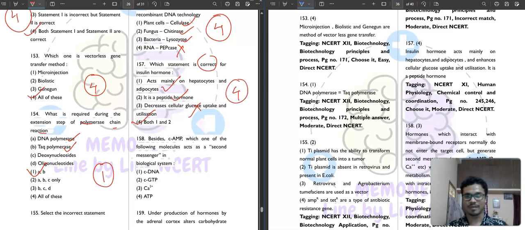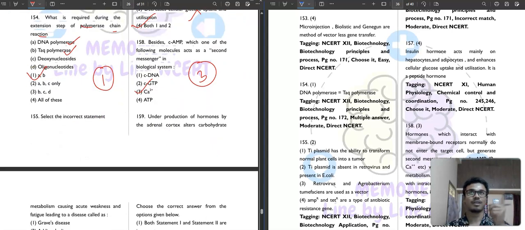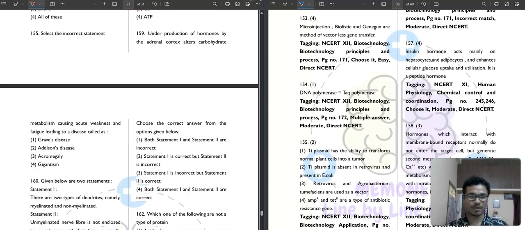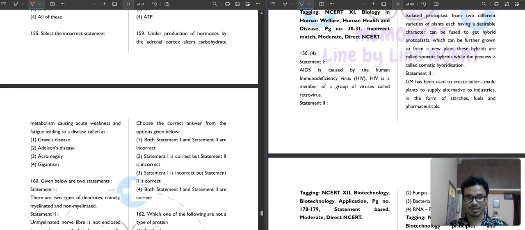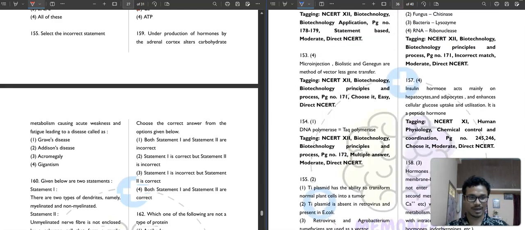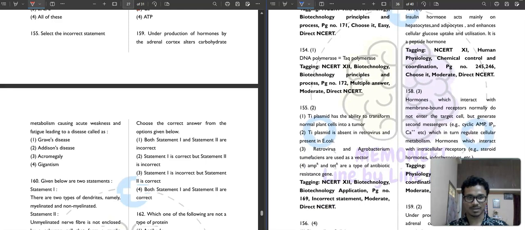Then question number 158. Besides cyclic AMP, which one of the following molecules acts as a second messenger? This is easy, I guess. This is very easy. Calcium, definitely. The third option is your correct answer. Don't get confused with GTP. Okay, that is different. AMP and GTP, you think, okay, that might be similar. This question will be answered wrongly by those students who have not read, who have no interest in giving NEET or no interest in getting a medical seat. Otherwise, you can't make this mistake.